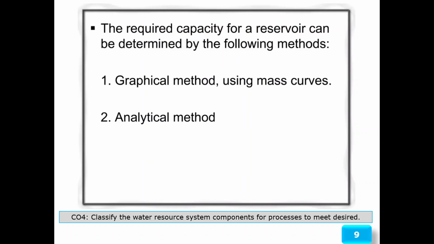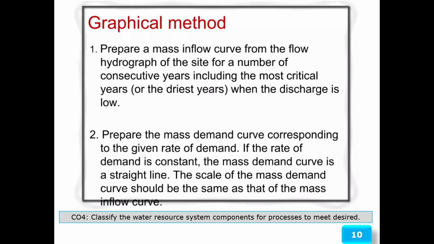Okay. So the required capacity for the reservoir can be determined by the following methods. First one is through the graphical method using mass curve. Then second one is based on the analytical method. So now we are going to deal through the graphical method.